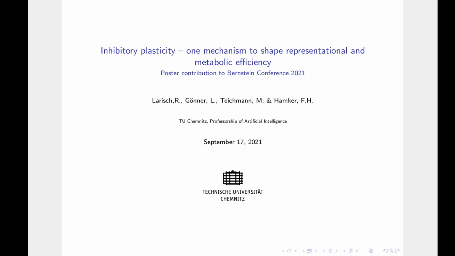Hello and welcome to my contribution to the Bernstein Conference 2021, with the title "Inhibitory Plasticity, One Mechanism to Shape Representational and Metabolic Efficiency."